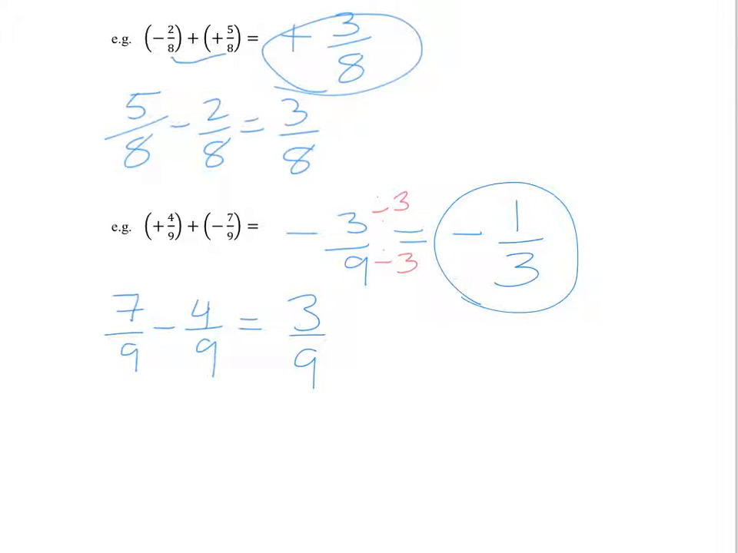Okay, so again, the key is when they have the same sign, you just keep the sign and then add the magnitudes together. When they have different signs, you figure out which one has the bigger magnitude, you keep that sign, and then you subtract the magnitudes to get your answer.